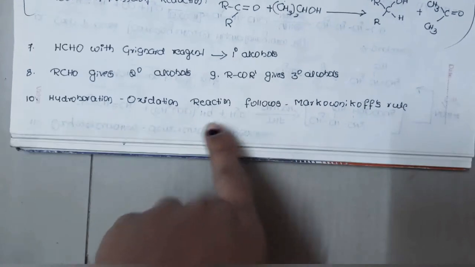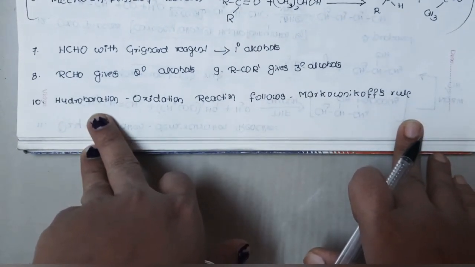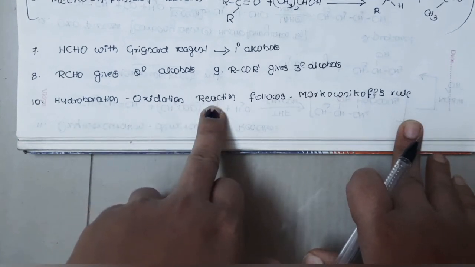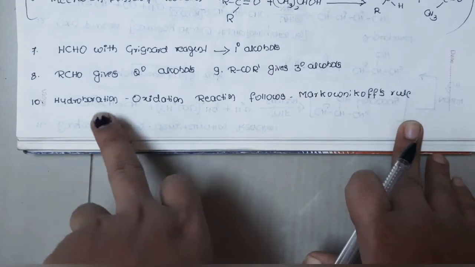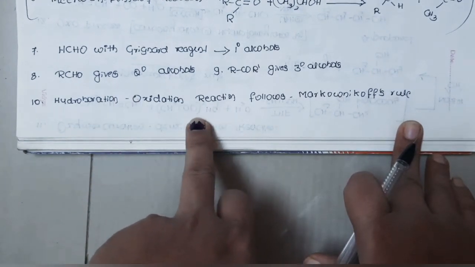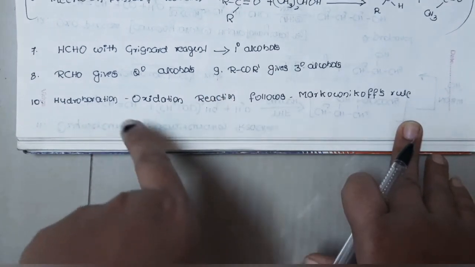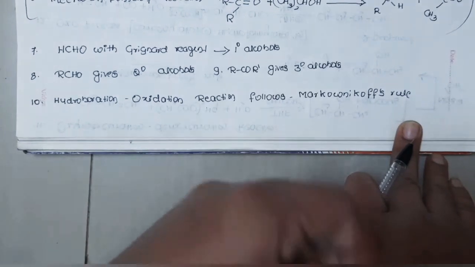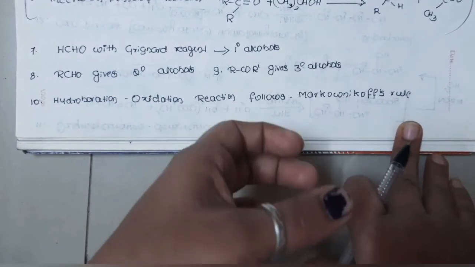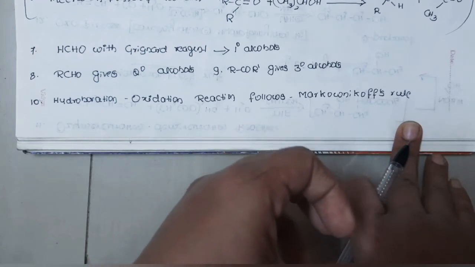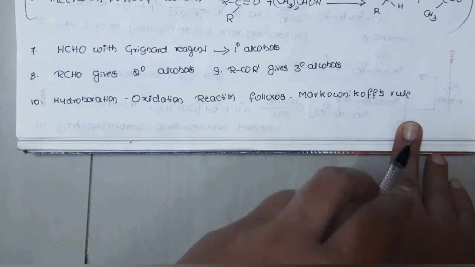Similarly, there is one standard method of preparation, that is the hydroboration oxidation reaction. You might have practiced this one. The question that appears over here is quite simple. The method follows like this: when an alkene, such as propene, is treated with diborane followed by oxidation in presence of hydrogen peroxide, it results in the formation of an alcohol, that is a mono substituted or primary alcohol.